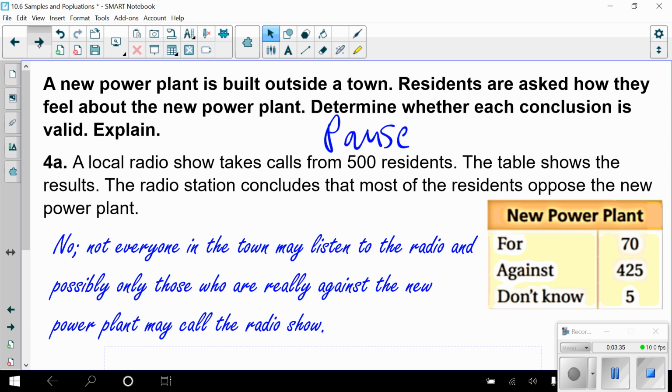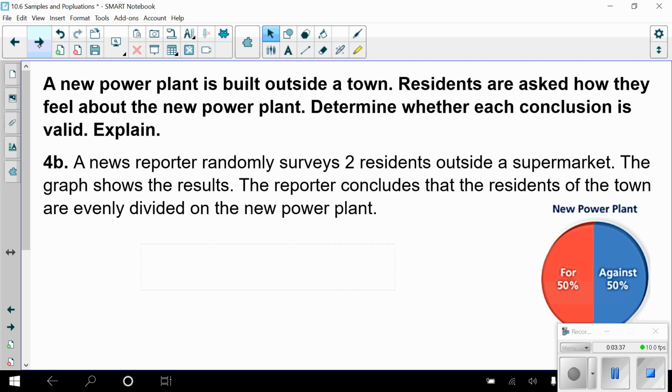All right. It's the same question about the power plant, but this one says a news reporter randomly surveys 2 residents outside a supermarket. The graph shows the results. The reporter concludes that the residents of the town are evenly divided on the new power plant. So 1 for, 1 against. Is it a valid conclusion? The answer is no, it is not, because the sample size is way too small. 2 people would not represent the total population of a town.